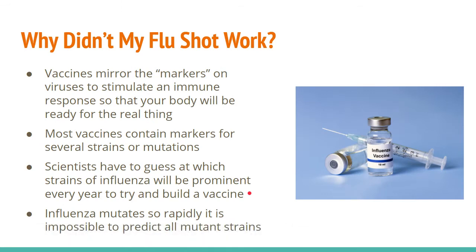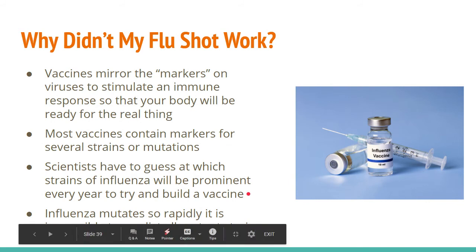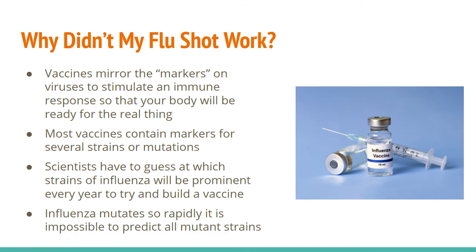And so this gets to, why didn't your flu shot work? Well, how vaccines work is they simulate the exterior of a virus to stimulate your immune system. And so if you can teach your immune system what to look for, then when it finds that real virus, it's going to know how to kill it and what it looks like. And so most vaccines contain markers or the exterior code for many different strains. So scientists try and guess what's going to be the strain this year, make a cocktail of a bunch of them, and do their best to give you immunity against all those different options.